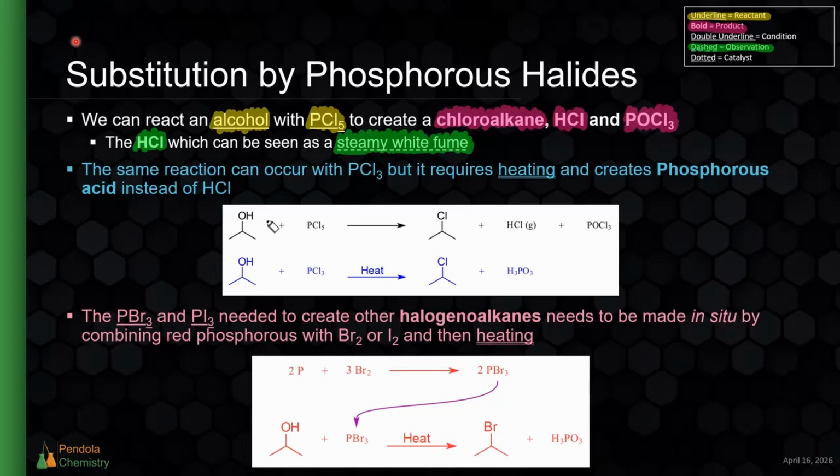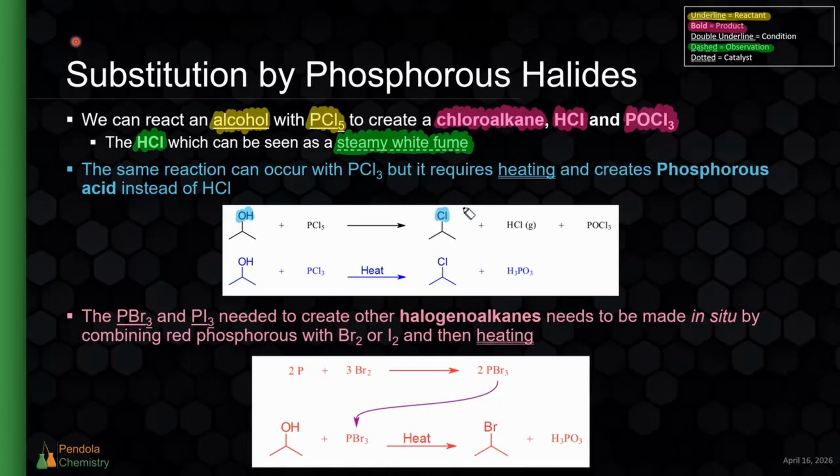When the alcohol reacts with PCl5, again, we get this replacement reaction of the hydroxyl group being replaced with a chlorine. So we have a substitution reaction. And then the PCl5 reacts with the hydroxyl that's left also to create the HCl and the POCl3.